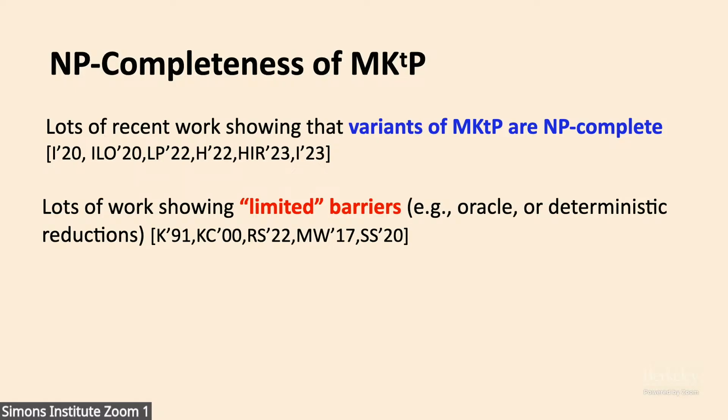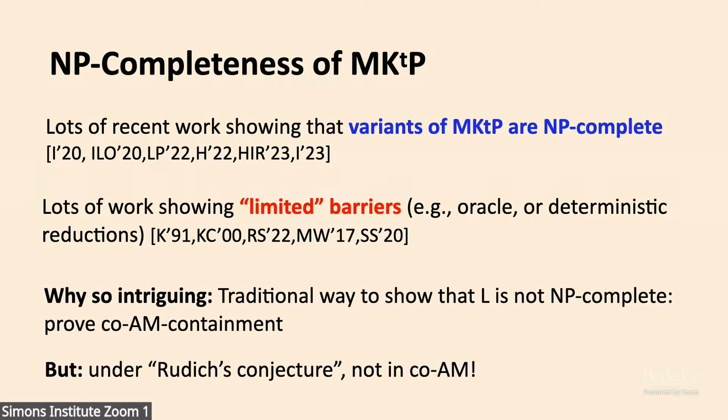Of course, we would expect to use randomized reductions. So this question is quite intriguing, because even if we think it's not NP complete, the only way we typically know of proving that something cannot be NP complete is this co-AM barrier. And this thing is not in co-AM, so we cannot use that barrier. So it's a very beautiful question just for that reason.